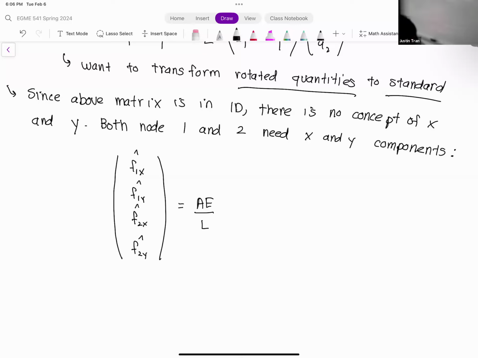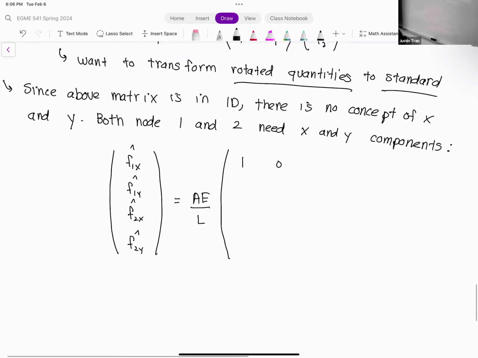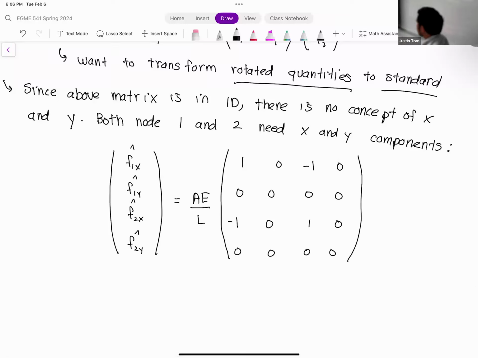All right, so we're still going to have AE over L. That's a constant that's just going to move through. That also means our element stiffness matrix is going to expand here. I'll explain the logic of why I'm putting zeros and ones here in a second. And then we're going to do the same thing for the displacement. So we're going to have d1x hat, d1y hat, d2x hat, d2y hat.